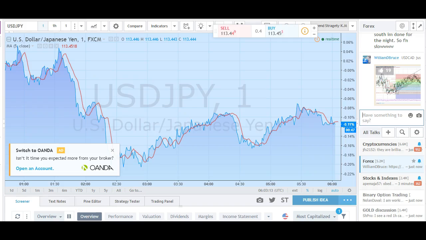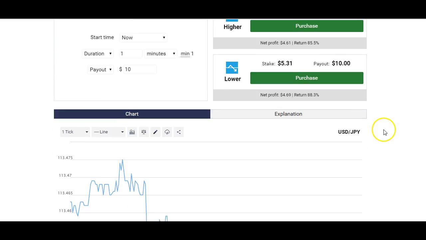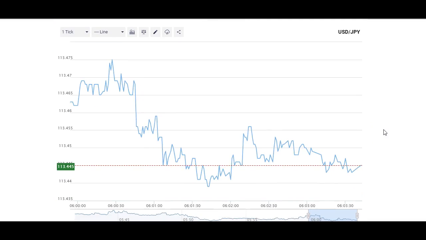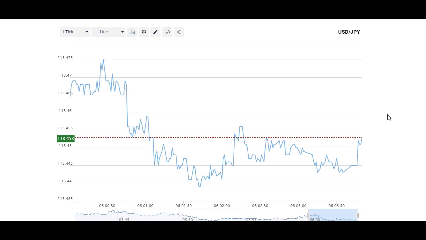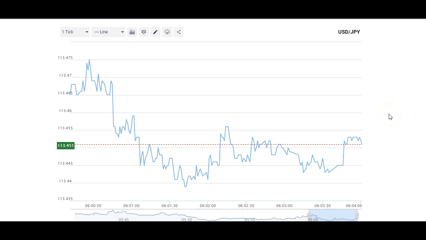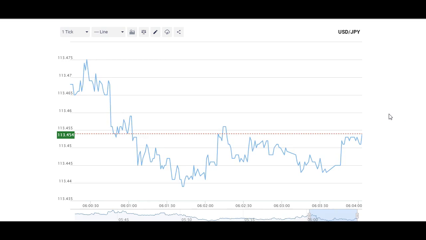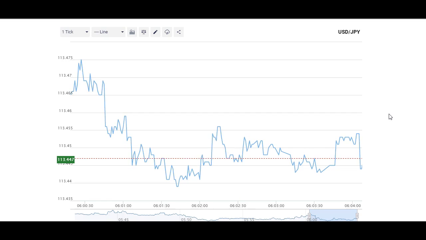Oops. Oh, what about that? No, that's pretty good. I've been making pretty good money on this one. Now I use this tick chart, which is an interval in this charting system. Basically it's used for binary options, which is fairly accurate to a certain degree.